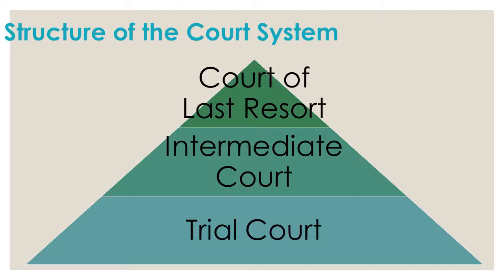This is the basic structure of court systems in the United States. You start at the bottom of the pyramid and work your way up to the court of last resort. The courts at the various levels may have different names based on jurisdiction. One of the best resources to look at when you're checking to see what a particular court is referred to is actually the Blue Book.